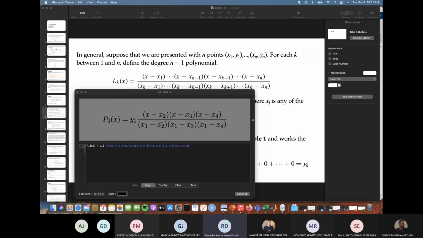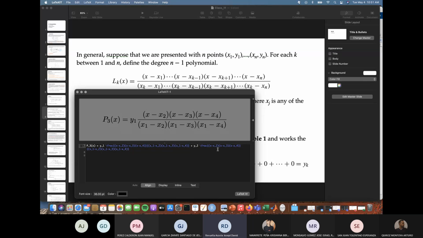So do you agree that this is correct for the first term? This is the first term. Is this correct or not? Is it correct or not? Yes, it is correct, professor. Yes, it is correct.